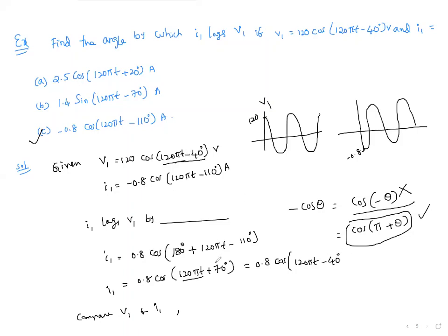Because minus 40 here it is not there. So to compensate that, I will plus this 40 again. Plus 70. Okay. Now this is equal to 0.8 cos of 120 pi t minus 40 degrees, plus 110 degrees. Now you tell me, I1 lags V1 by?